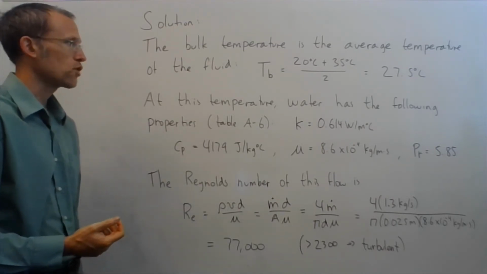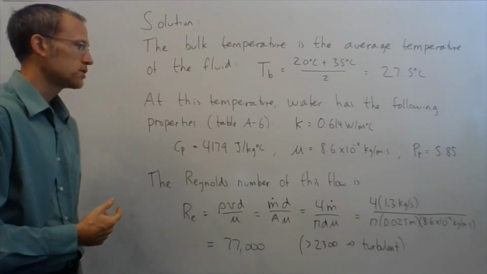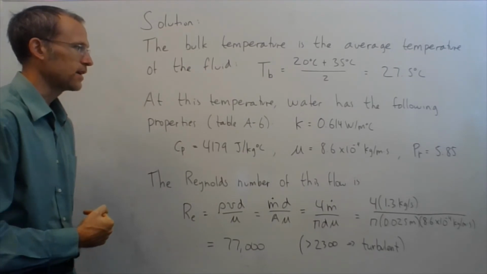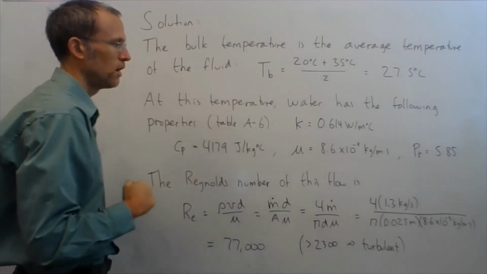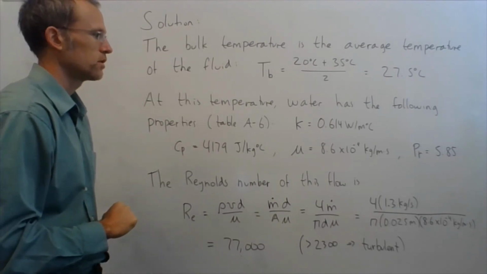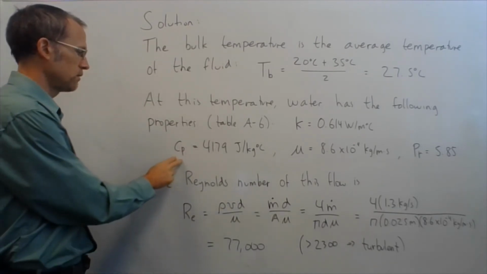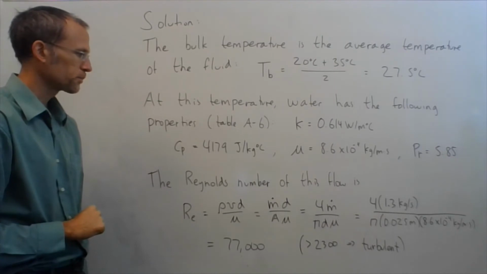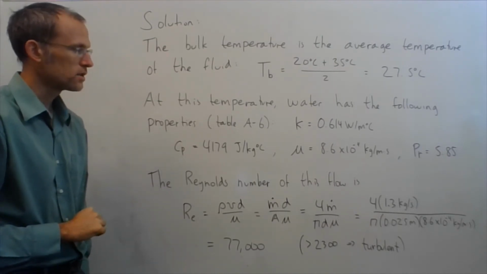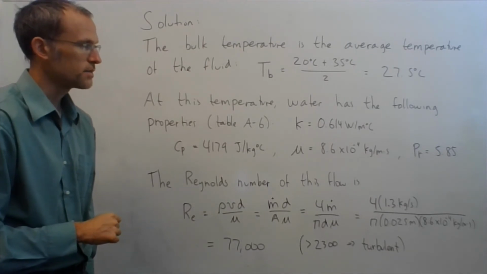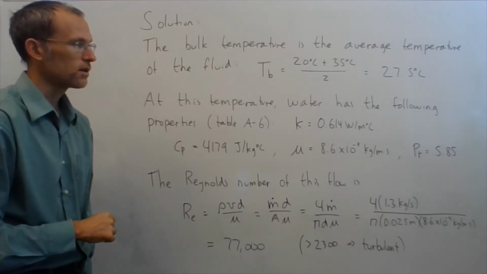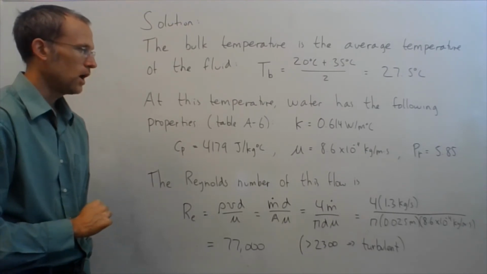So now I want the properties of water at this temperature. So again, table A6 that we used for the previous example, find the value of k, thermal conductivity of 0.614 watts per meter degree Celsius. Specific heat, Cp, 4,179 joules per kilogram degree Celsius. Viscosity of 8.6 times 10 to the negative 4 kilogram per meter seconds, and a Prandtl number of 5.85.